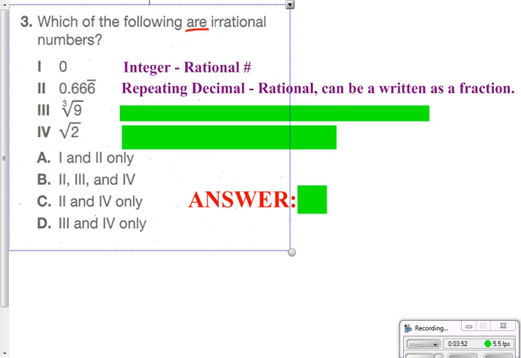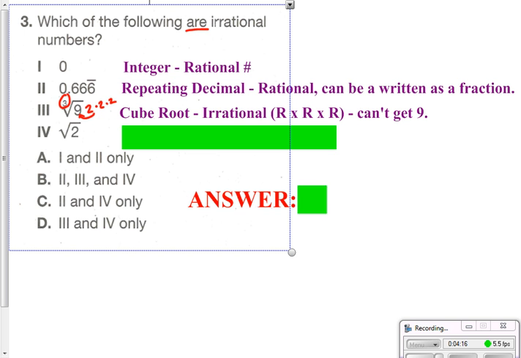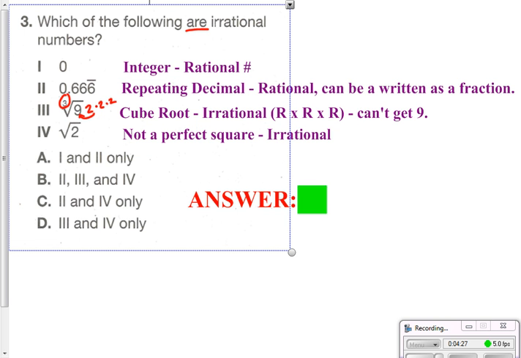Cube root 9 is not a rational number. Cube root is basically asking what number times that same number times that same number is going to give you 9. The closest thing you could get is 2 times 2 times 2, which is going to give you 8. It's not going to give us 9. If we tried 3, 3 wouldn't work. It would be too high. So the cube root is irrational. And then the square root of 2 is also not a perfect square, so that is irrational. So 3 and 4 are both irrational numbers, and our only answer here would be answer D.